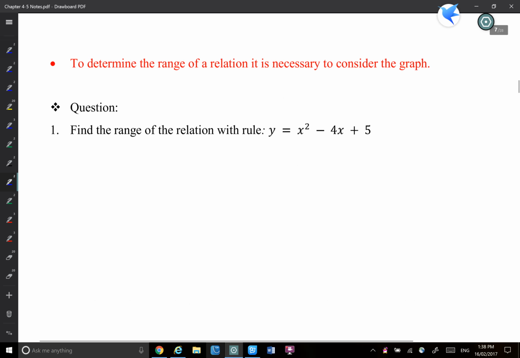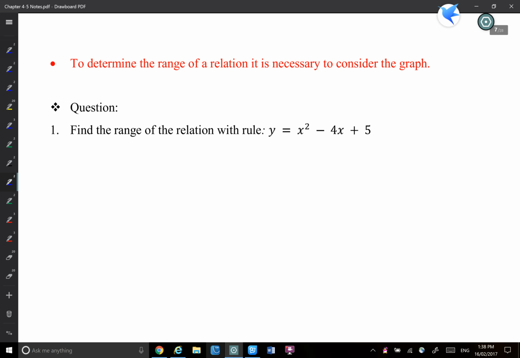Find the range of the relation with rule y equals x squared minus 4x plus 5. What equation is that? What type of graph is that? Parabola? So how can we sketch a parabola? We cannot factorize for this, right? So what do we need to do? Completing the square to find the turning point is a good way to do it.